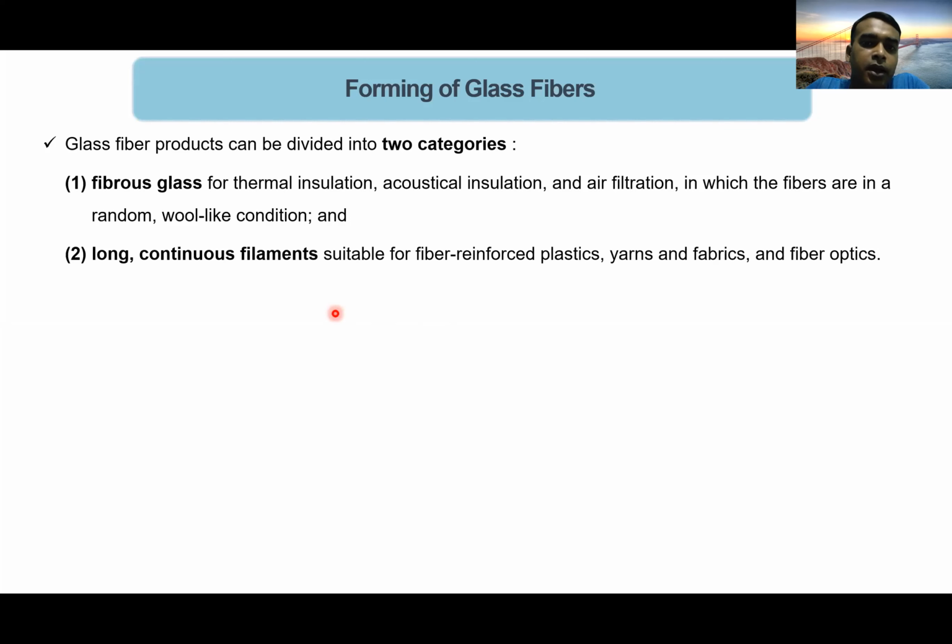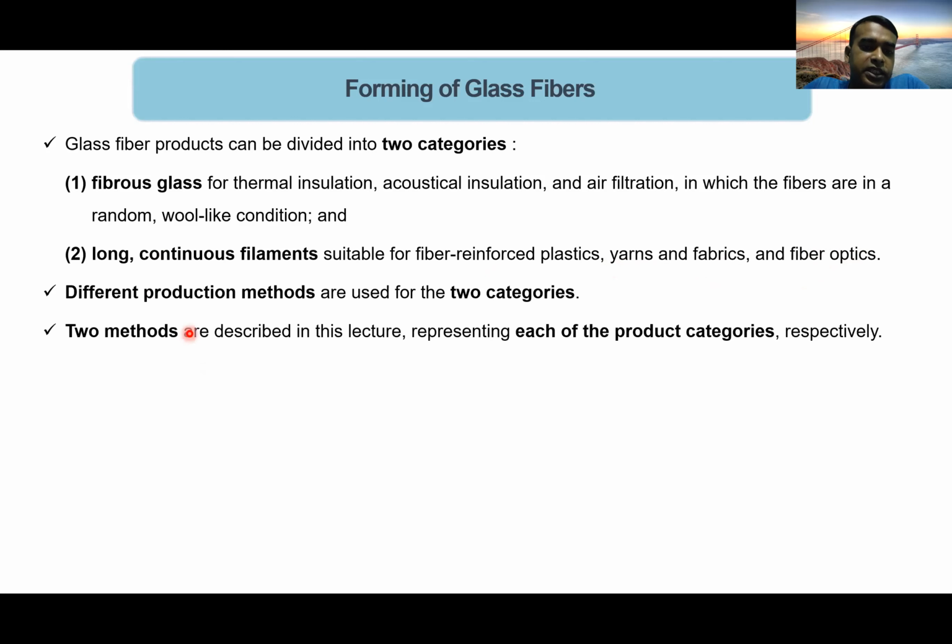The forming of glass fiber, how to make the glass fibers. There are two categories. Okay, fibrous glass, that means irregular arrangement of glass fibers, and these are basically used for thermal insulation, acoustic insulation, air filtration, and other things like this. And second one is the long continuous filaments. That means আমরা যেটাকে দড়ি বলি, নাইলনের দড়ি সবাই হয়তো দেখেছে, যে ইয়ার্ন যেটাকে বলে। To produce yarns, we can use the glass fibers, which is made of pure glass, okay, and also optical fibers.